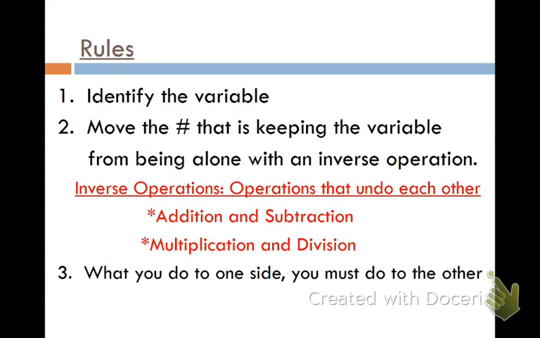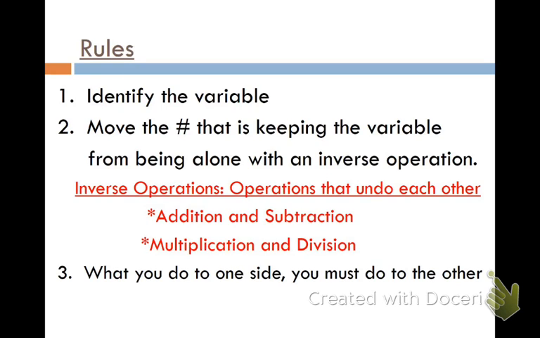So the rules that you want to remember whenever we're doing this kind of problem is, first of all, identify the variable. What is a variable? A letter, any letter of the alphabet. So you figure out amidst all of these numbers what the letter is. So once you find the variable, you got to move any numbers that are around the variable that are keeping it from being alone on that side with an inverse operation.